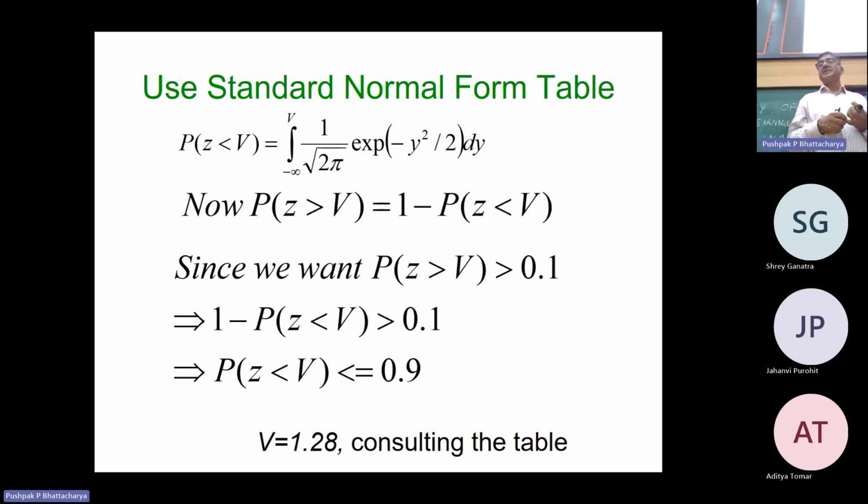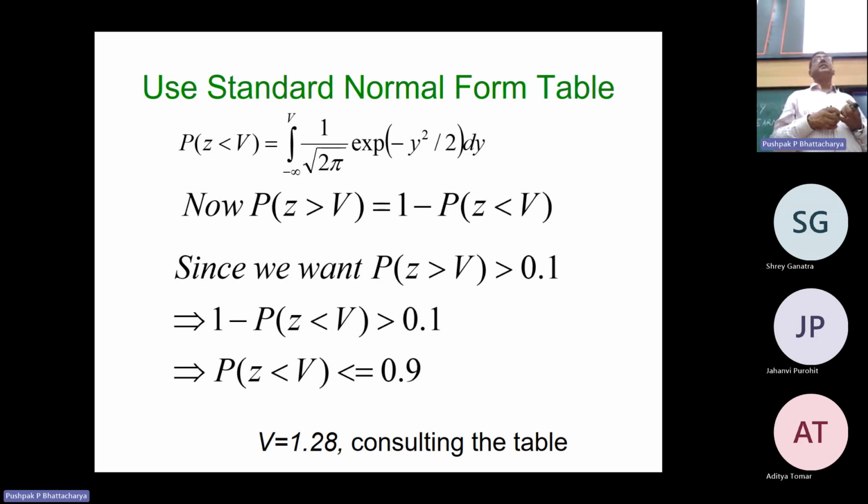The probability that Z is less than V for the normal distribution is given in this form: the integral from minus infinity to V of 1 by root 2 pi times e to the power minus y squared by 2 dy. Y is a standard normal variable with mean 0 and standard deviation 1. So when the mean is 0 and the standard deviation is 1, the normal distribution has this form. So the area under the curve from minus infinity to V is the integral of this quantity.